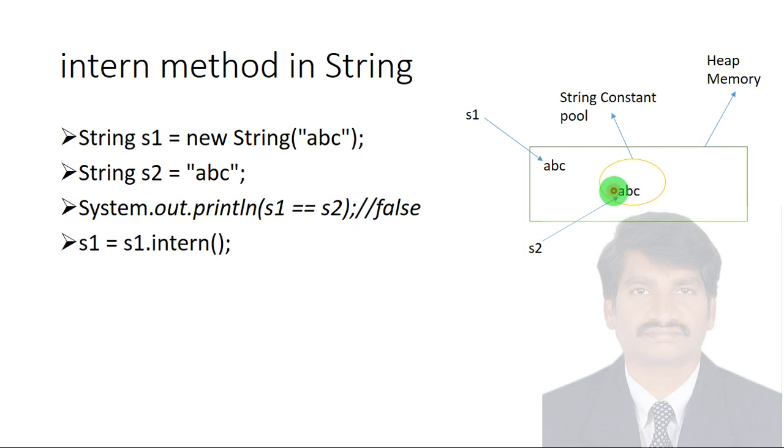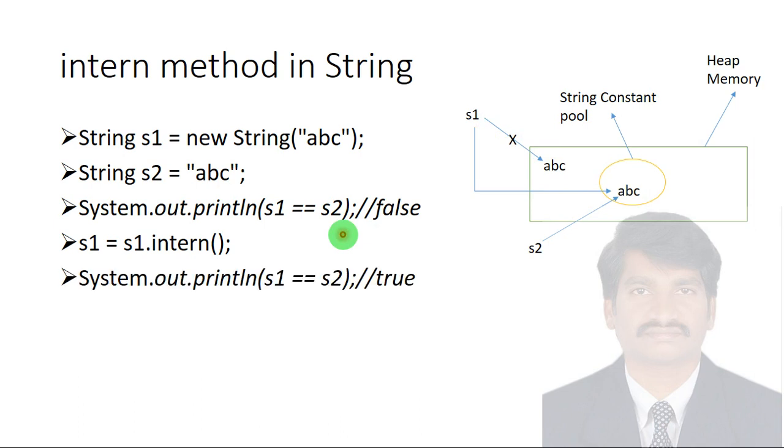But if you call s1 = s1.intern(), then it will stop pointing to this and it will start pointing to the object which is present in the string constant pool. See guys, it stops pointing to this, and then starts pointing to the object in the string constant pool. Now you print s1 == s2, it will return true.